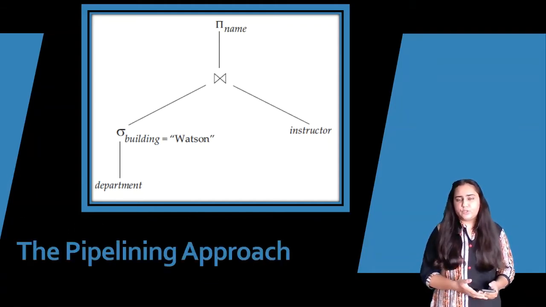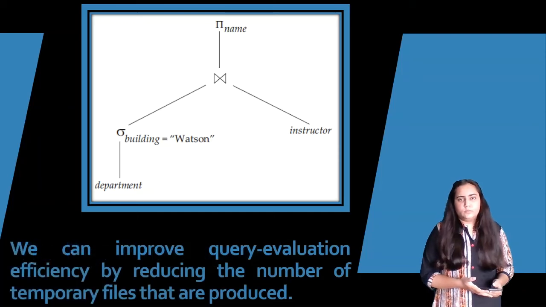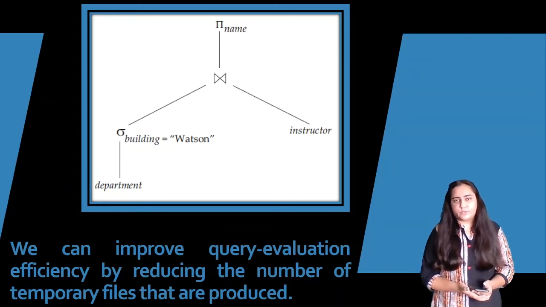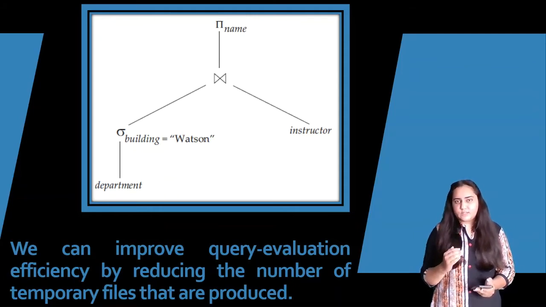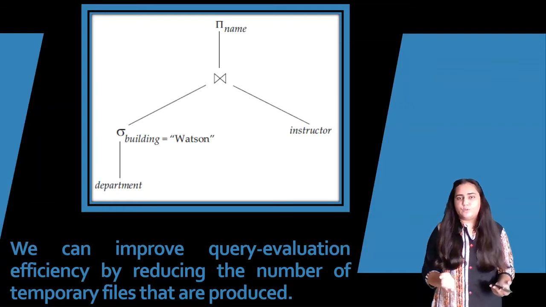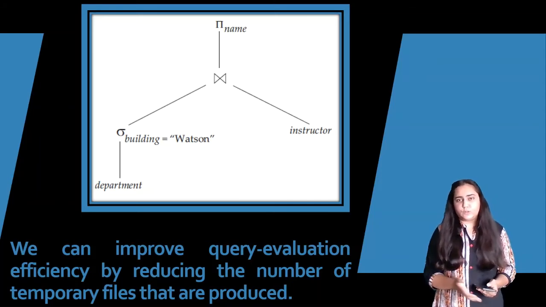The next approach to evaluate this type of an expression is the pipelining approach. In this, we can improve the query evaluation efficiency by reducing the number of temporary files that are produced. So in the materialization approach, at every step, there is a temporary relation created. If you want to reduce the number of temporary relations created, then we can apply the pipelining approach, which we are going to see now.